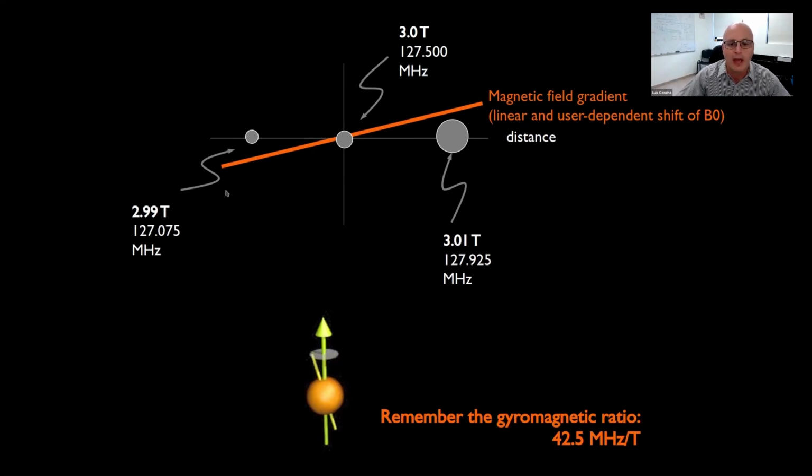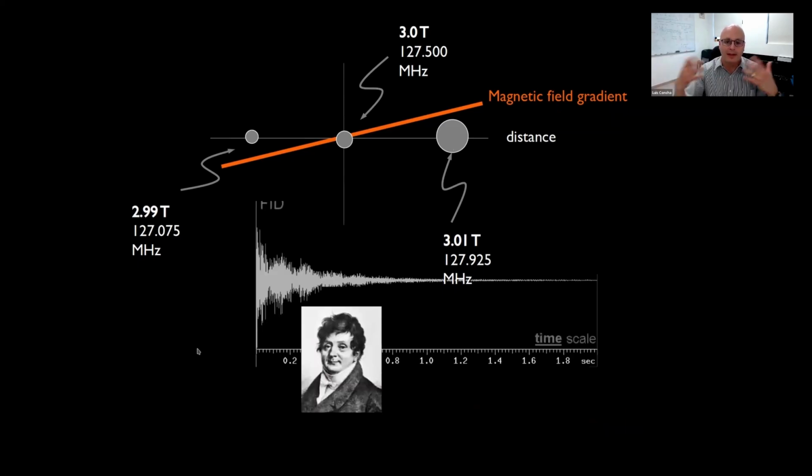And again, here we have a little bit less than 3 Tesla. We have 2.99 Tesla. And by plugging in the equation, we have 127.075 megahertz. So whatever sample we have here that has hydrogen and water is precessing at a slightly lower frequency than what it's precessing at on the right side. And we're going to get the signal back with our antenna.